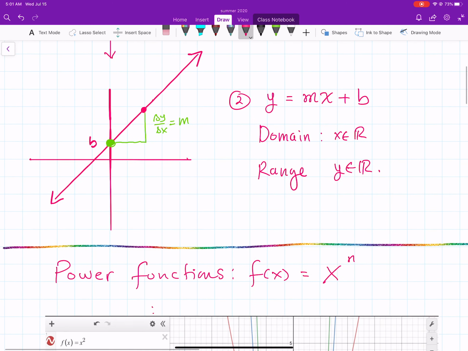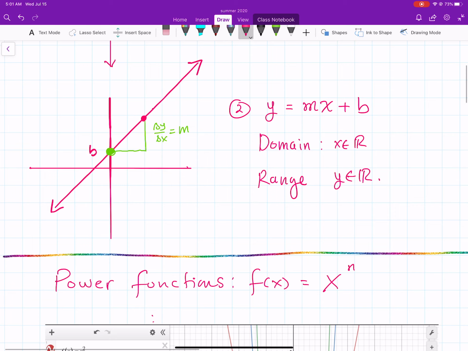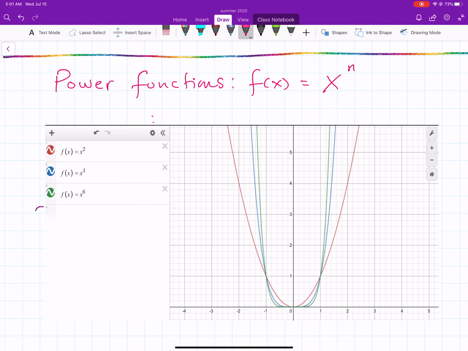Now the rest, we're going to see. So these we are calling linear functions. As long as they are lines, we're going to call them linear functions. Now let's look at the next set. So the next set, I want you to be open-minded and be ready for this. We're looking at what we call power functions.